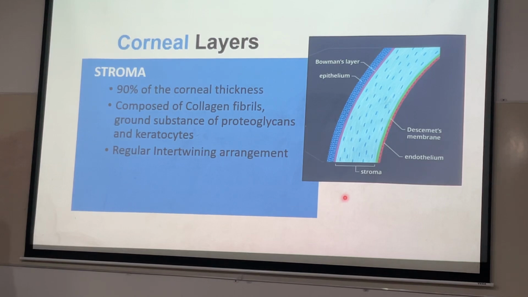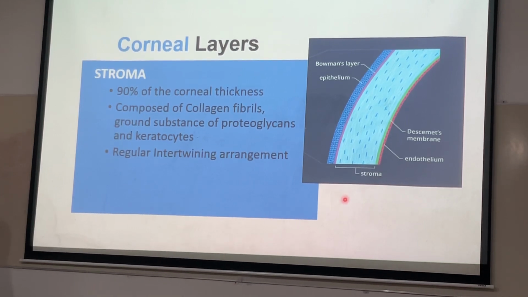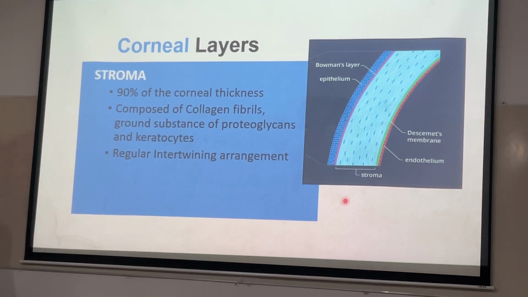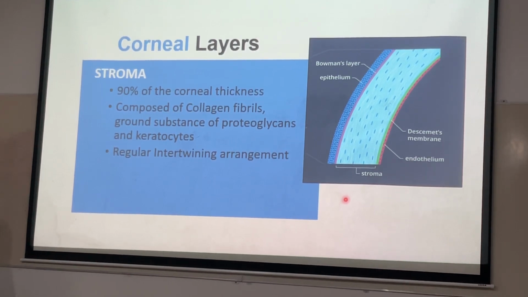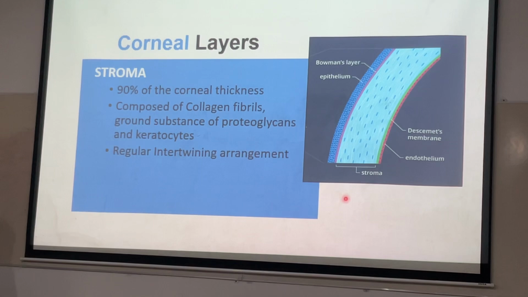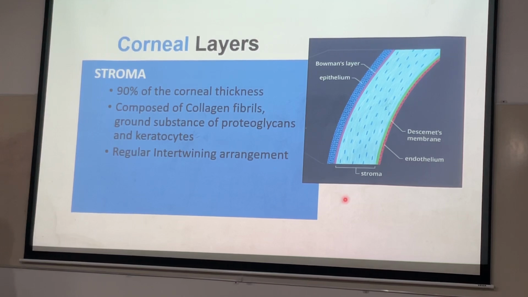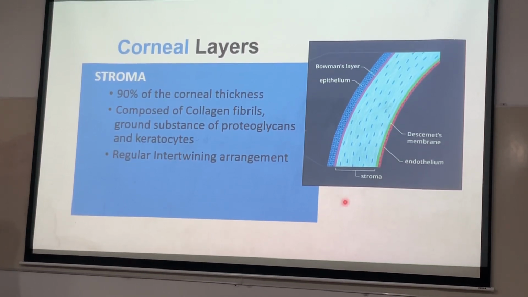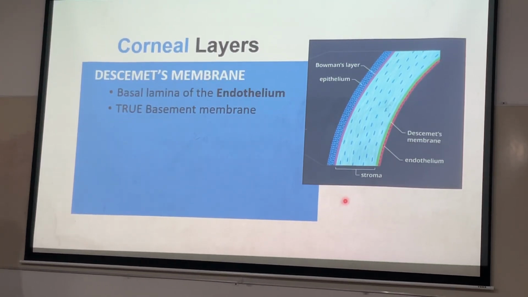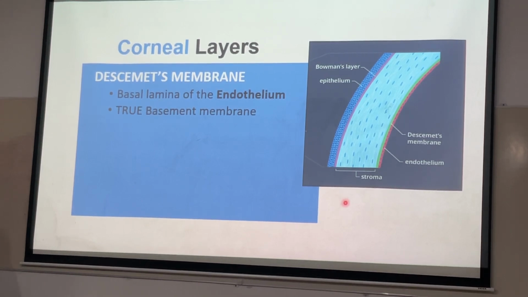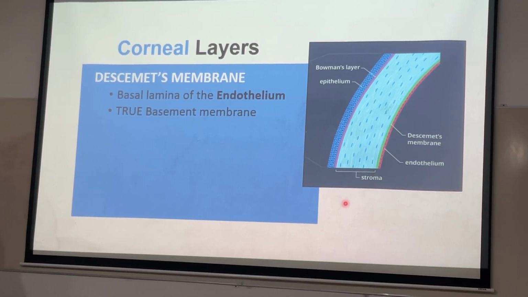Next is your corneal stroma. This is 90% of your corneal thickness, so this is the bulk of your cornea. It's composed of collagen fibrils, ground substance of proteoglycans, and keratocytes. This is arranged in a regular intertwining arrangement. Next is your Descemet's membrane, basically the basal lamina of the endothelium, and this is considered a true basement membrane.